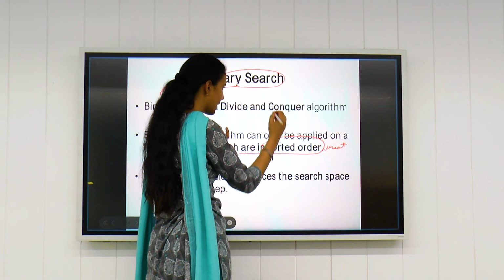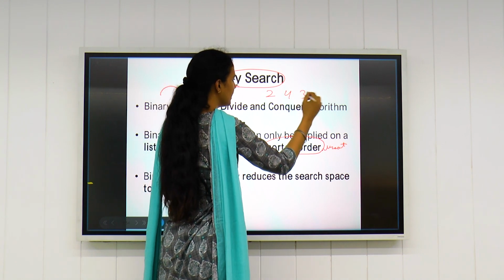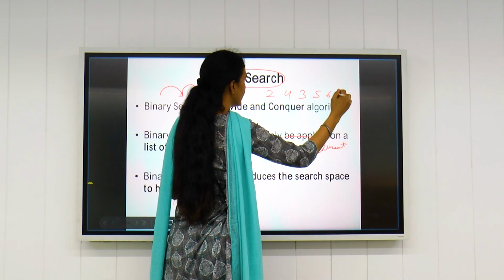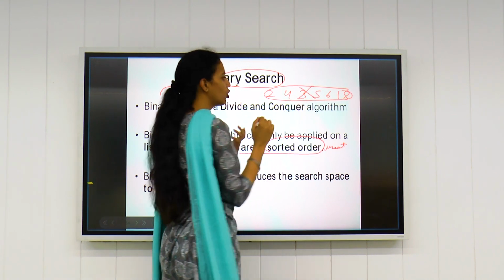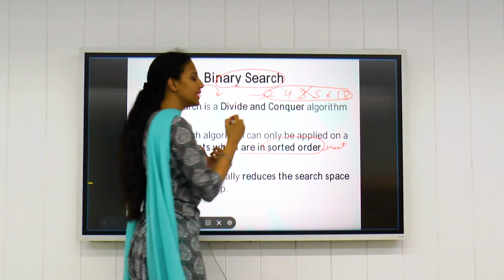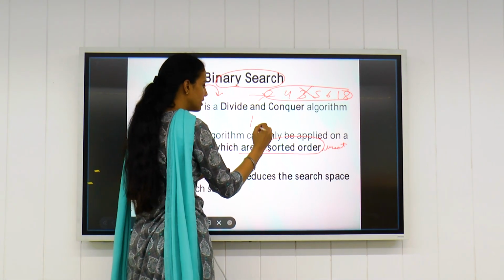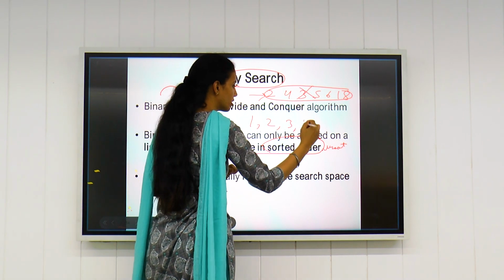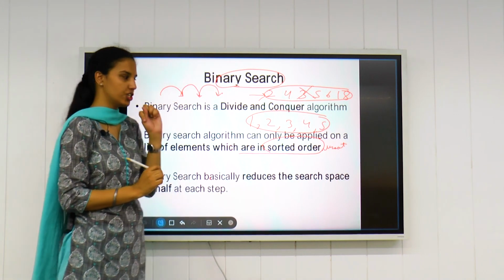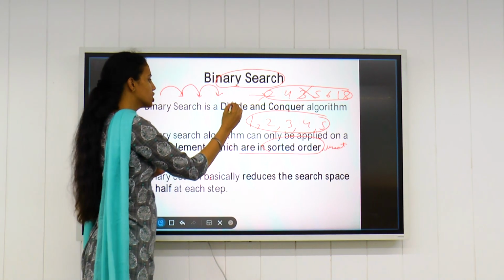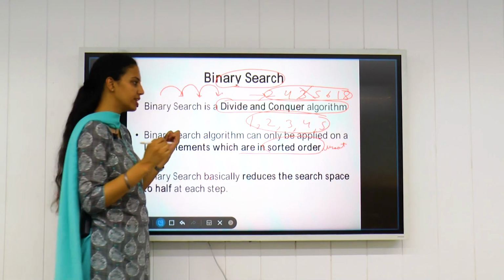Suppose we have elements as 2, 4, 3, 5, 6, 1, 8. In these elements, binary search cannot be performed because they are not in increasing order. So the first condition for binary search is that elements should be in increasing order. In sorted elements we can perform binary search. That is the first condition. Second, binary search works on the concept of divide and conquer. That I'll explain with the example.